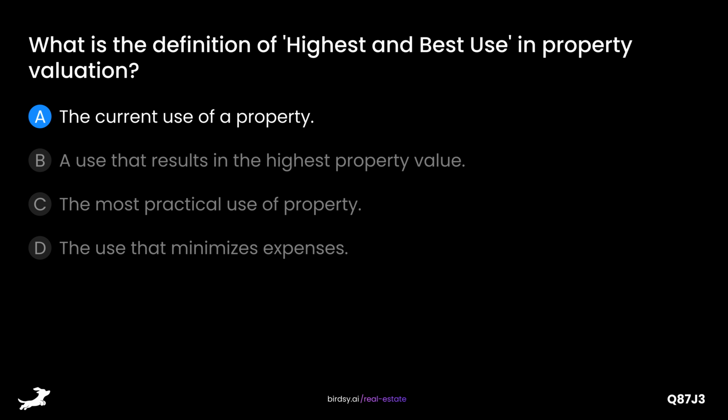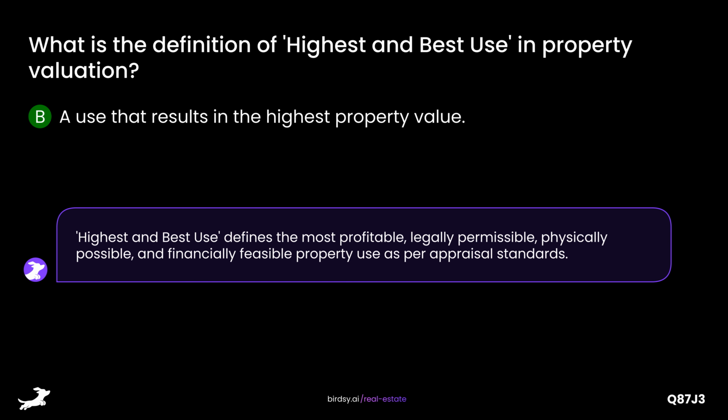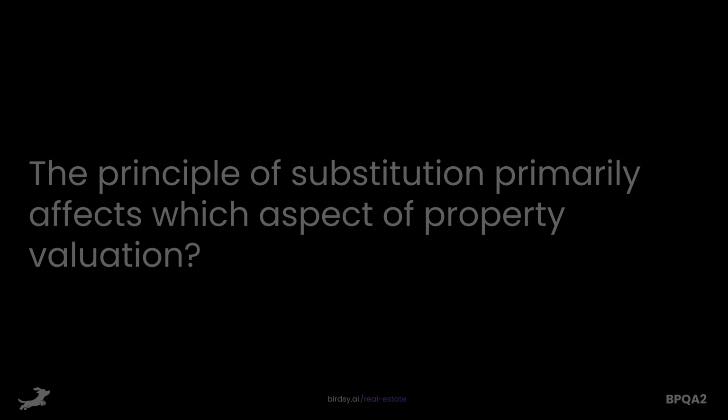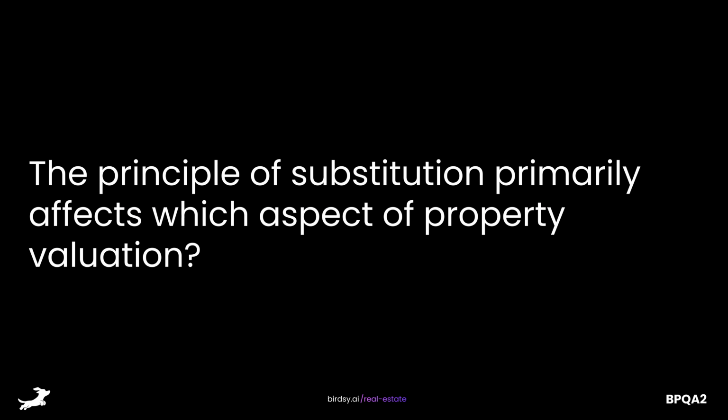Is it A, the current use of a property, B, a use that results in the highest property value, C, the most practical use of property, or D, the use that minimizes expenses? The answer is B, a use that results in the highest property value. Highest and best use defines the most profitable, legally permissible, physically possible, and financially feasible property use as per appraisal standards. The principle of substitution primarily affects which aspect of property valuation?